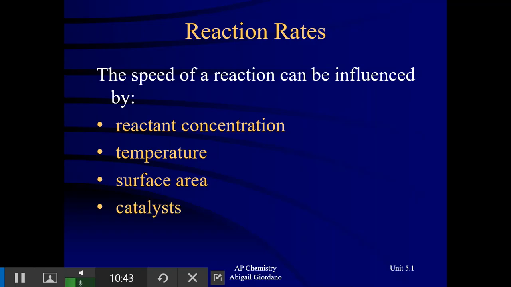Catalysts, if you'll remember from Chem 1, are also things that speed up the rate of a reaction. They make it go faster. They make that happen for a slightly different reason, and we're going to address that in a totally separate subunit. So we'll talk about catalysts individually.